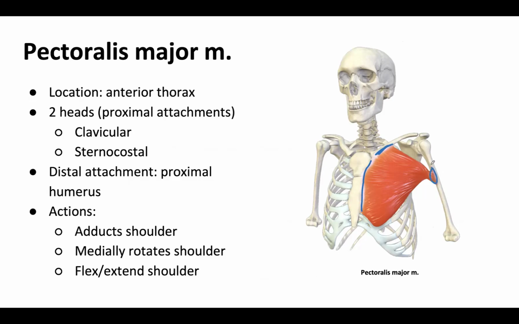I think this illustration has it a little too low. I'd put it a little higher up here. And so since it's attaching on the humerus, it crosses the shoulder joint, and thus that is where it is affecting actions primarily. When both heads, so both the clavicular and the sternocostal heads, are contracting together, they can cause adduction as well as medial rotation of the shoulder. So these are going to be pretty powerful movements. When contracting alone, the clavicular head can cause flexion of the shoulder, and then the sternocostal head can cause extension of it from that flexed position.